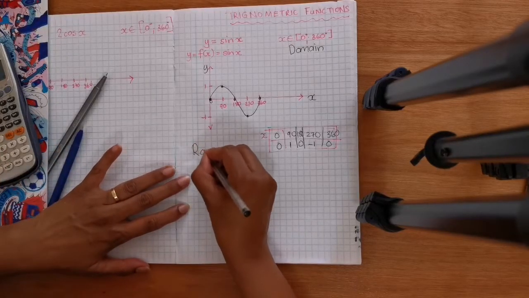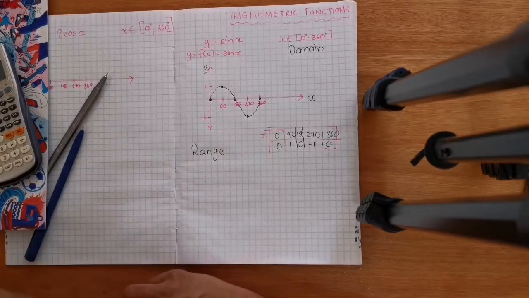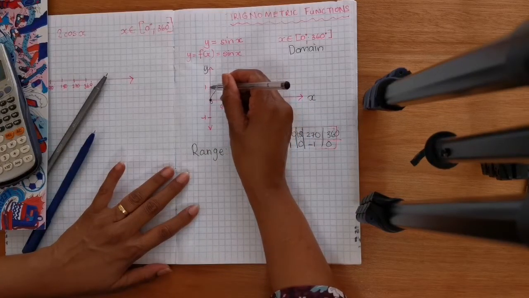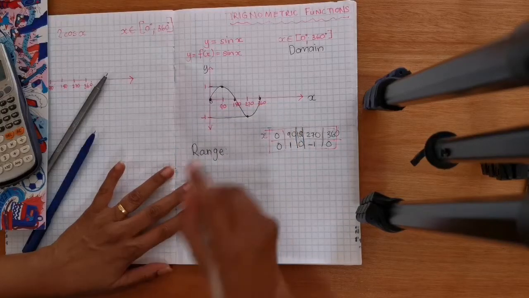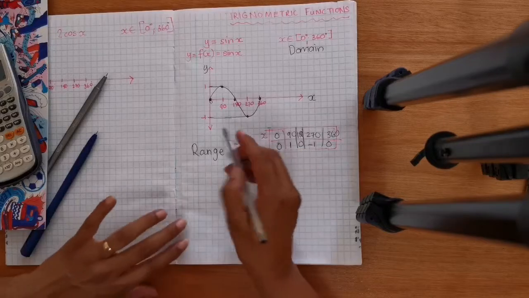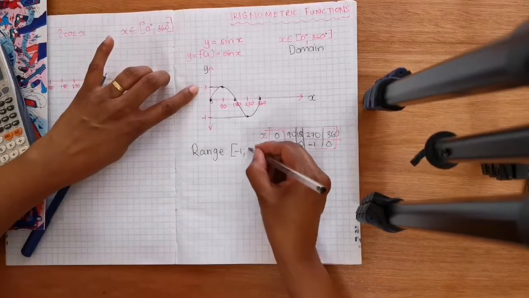Then we have the range. Range is the y values. So look along the y-axis for the y values. So the highest value here is this value here, 1. And the lowest value here is -1. So your range, we always write the smaller value and then the larger value. So the smallest value is -1 and the largest value is 1.